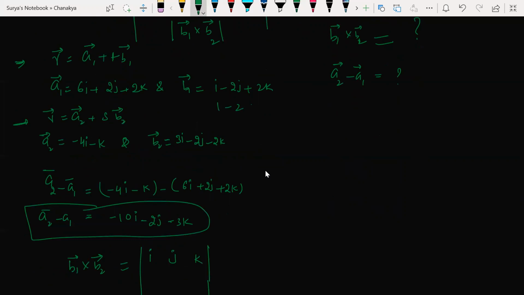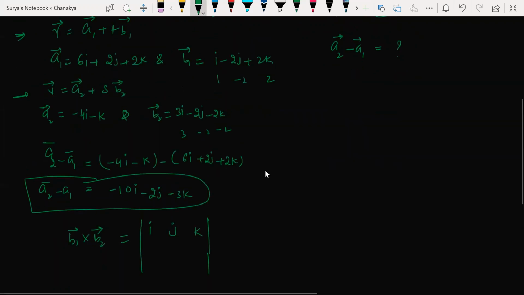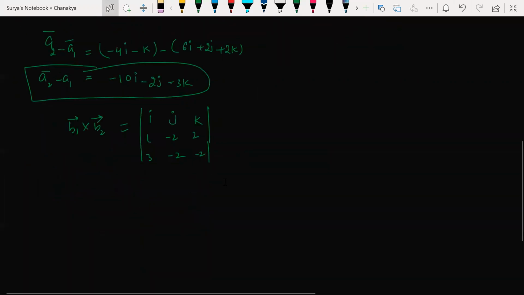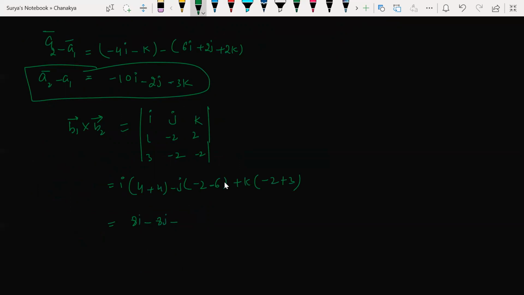Look at it here: b1 has coefficients 1, minus 2, 2, and b2 is 3, minus 2, minus 2. So let's write that. Next, how do you find the determinant? For i we get 4 plus 4, minus j times minus 2 minus 6, plus k times minus 2 plus 6. So we get 8i minus 8j plus 4k.